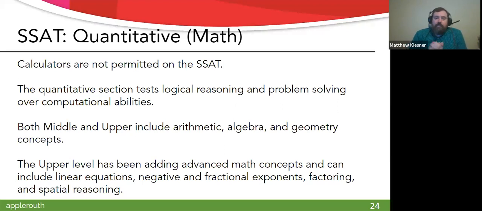So both middle and upper is going to have some arithmetic concepts, algebra, geometry. Upper level is going to have more math. It's going to go into some algebra 1 concepts and some pre-algebra concepts. You see some linear equations, even a little bit of quadratic factoring, but at a pretty basic level. The middle level is primarily concerned with the relationship of fractions and decimals and percentages and probability, and understanding that those things are all kind of talking about the same thing.